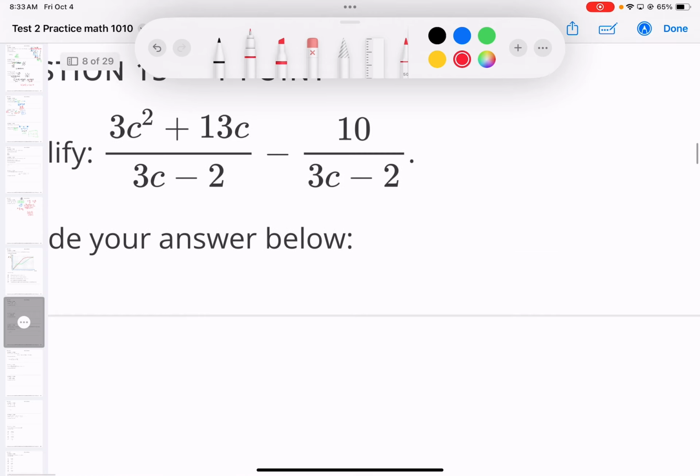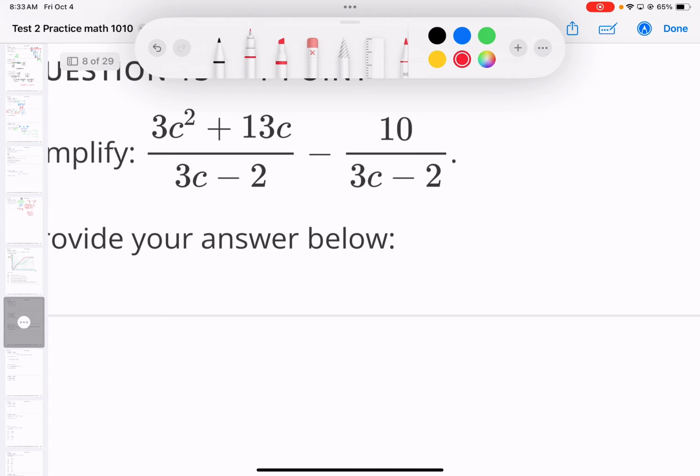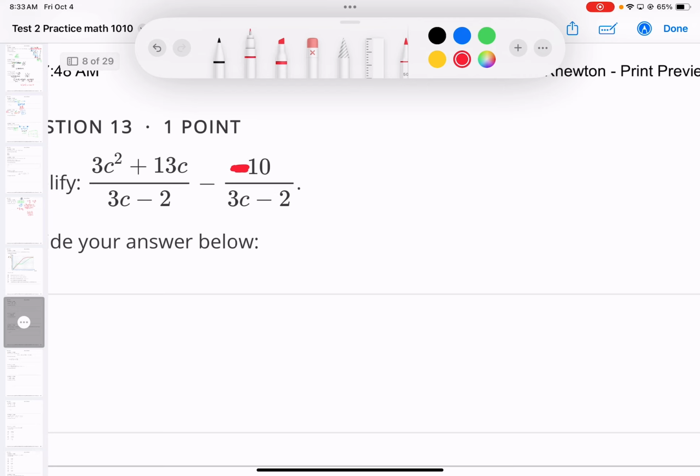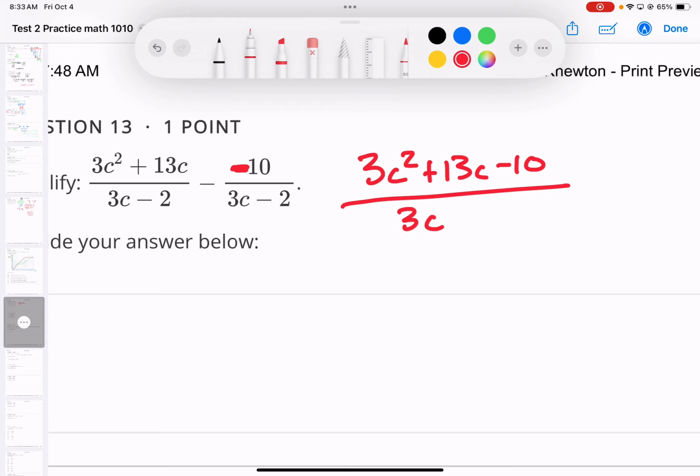But okay, do I already have the same denominator? Yeah, so I don't need to really change anything here. This is going to be a negative 10, so I got 3c squared plus 13c minus 10 over 3c minus 2.